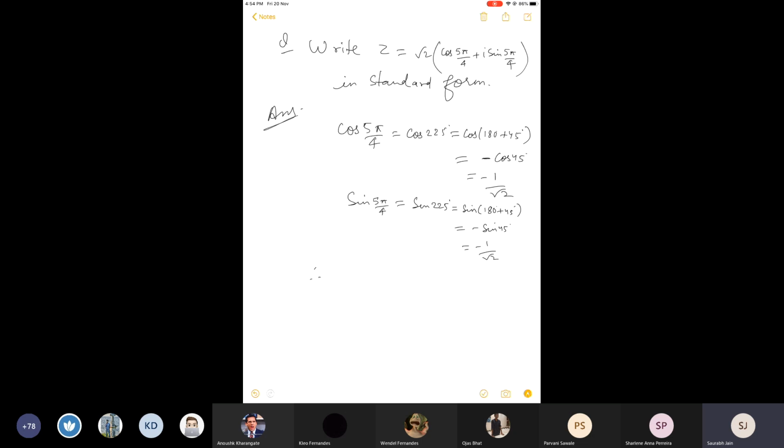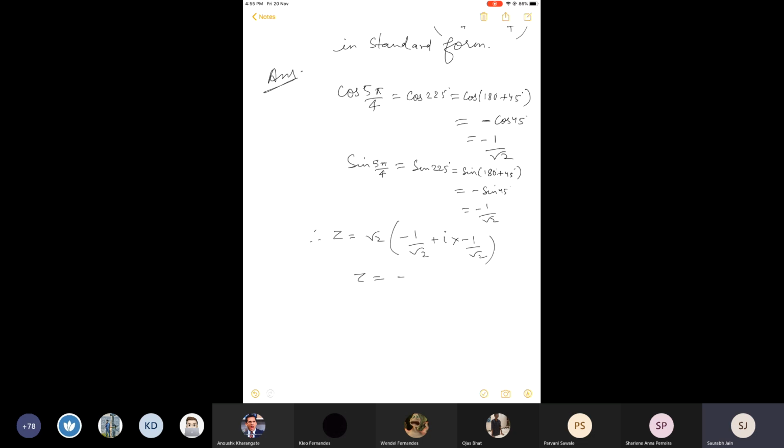Now let us find the values of the complex number standard form. It is root 2 here. Cos 5 pi by 4 is minus 1 by root 2. Iota sine 5 pi by 4 is minus 1 by root 2. Multiply this. Root 2 into minus 1 by root 2 is minus 1. Root 2 into minus 1 by root 2 is minus iota. This is the final answer.